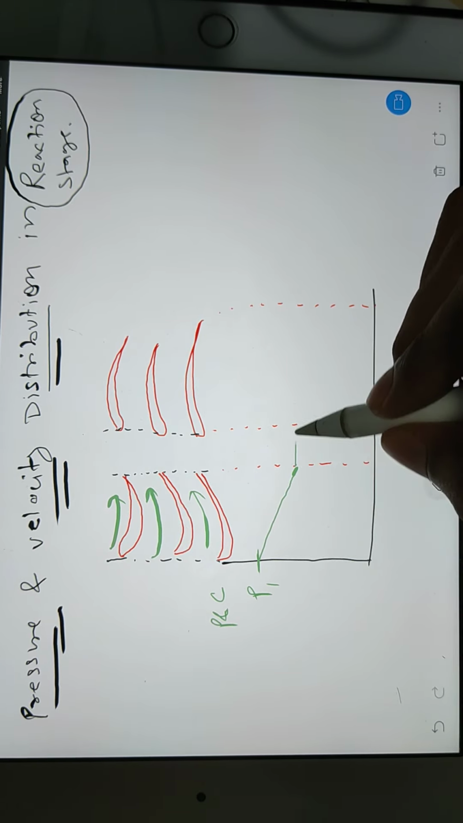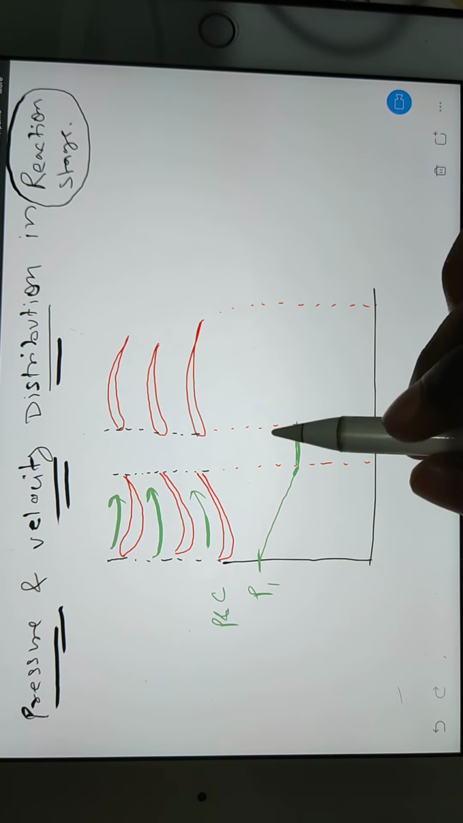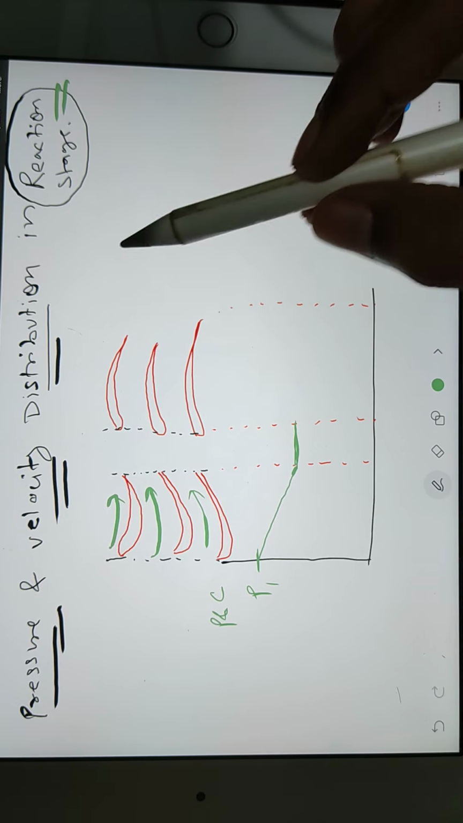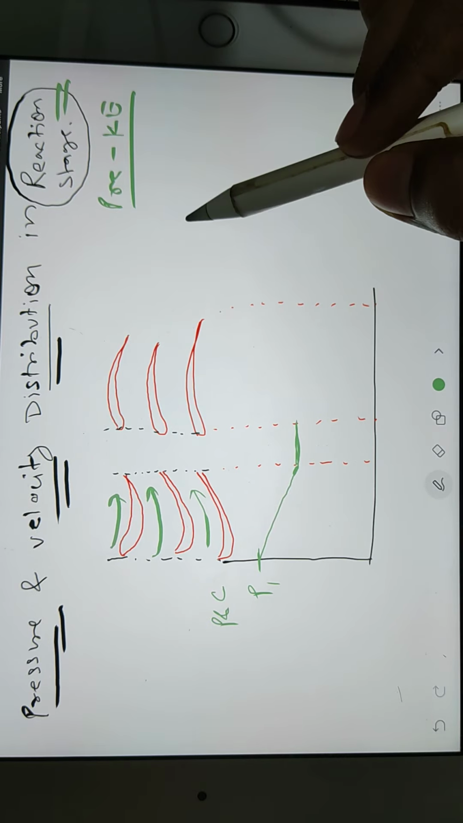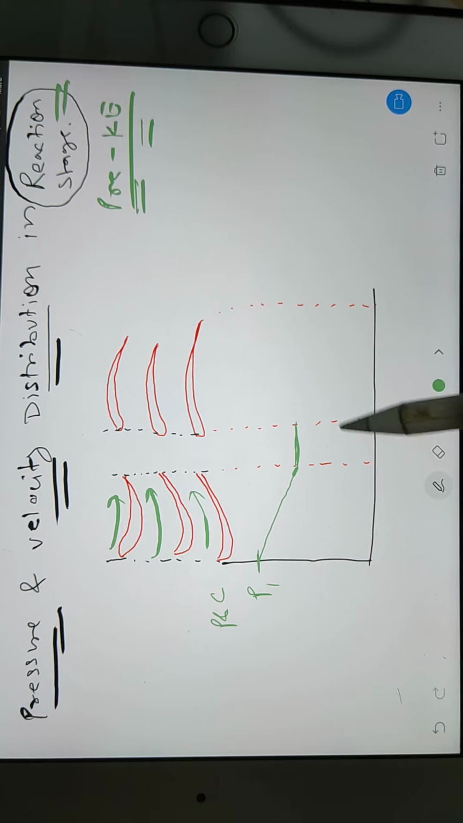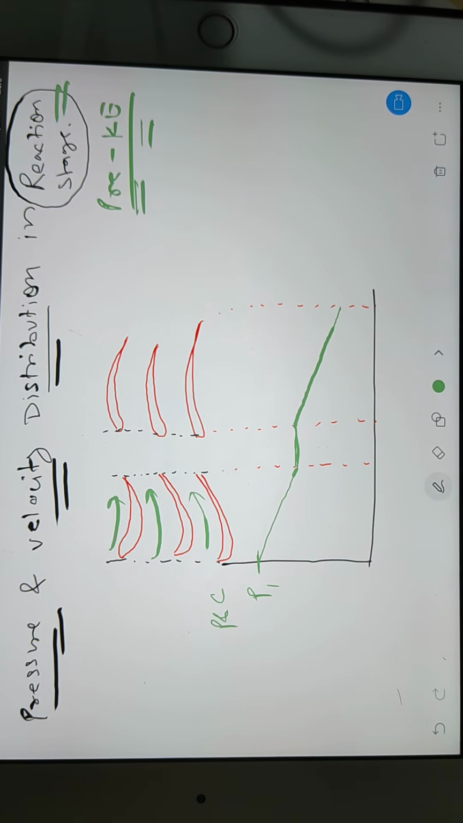After that, here nothing is happening, so it will be the same static pressure. But again, because it is a reaction stage, transformation will take place. Transformation means your pressure energy will convert into kinetic energy, correct? So because pressure energy will convert into kinetic energy, definitely again pressure will decrease, right?